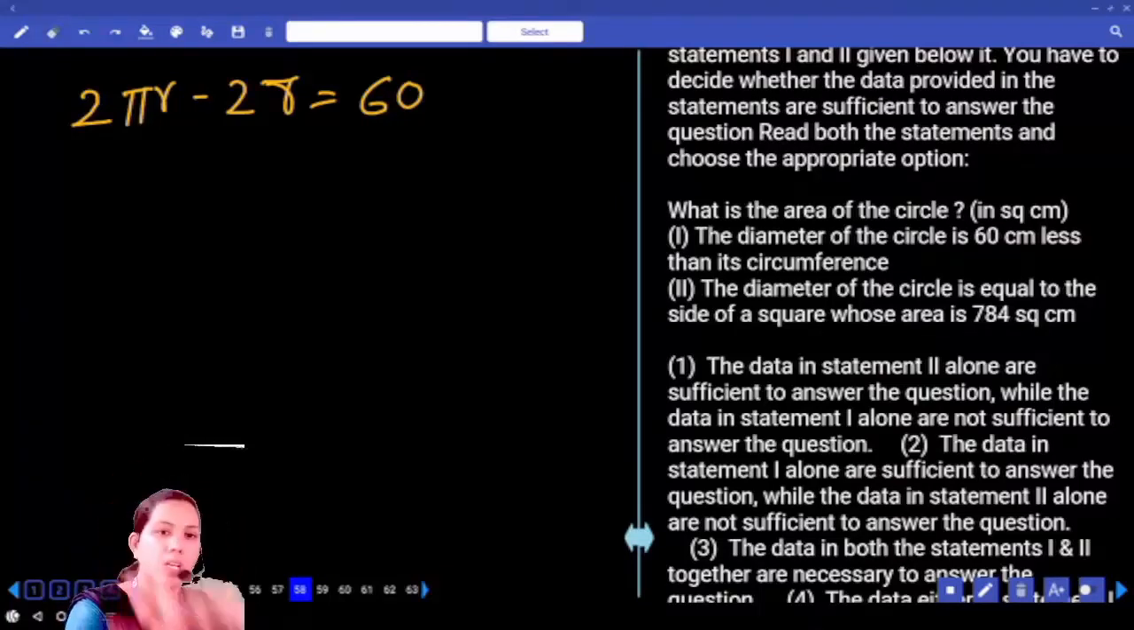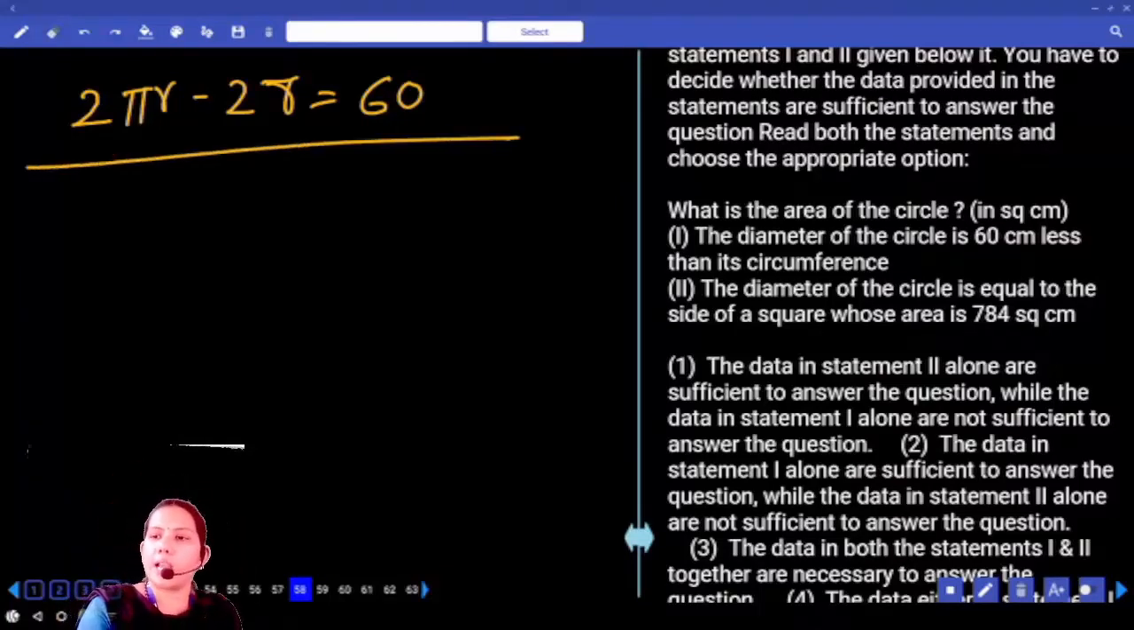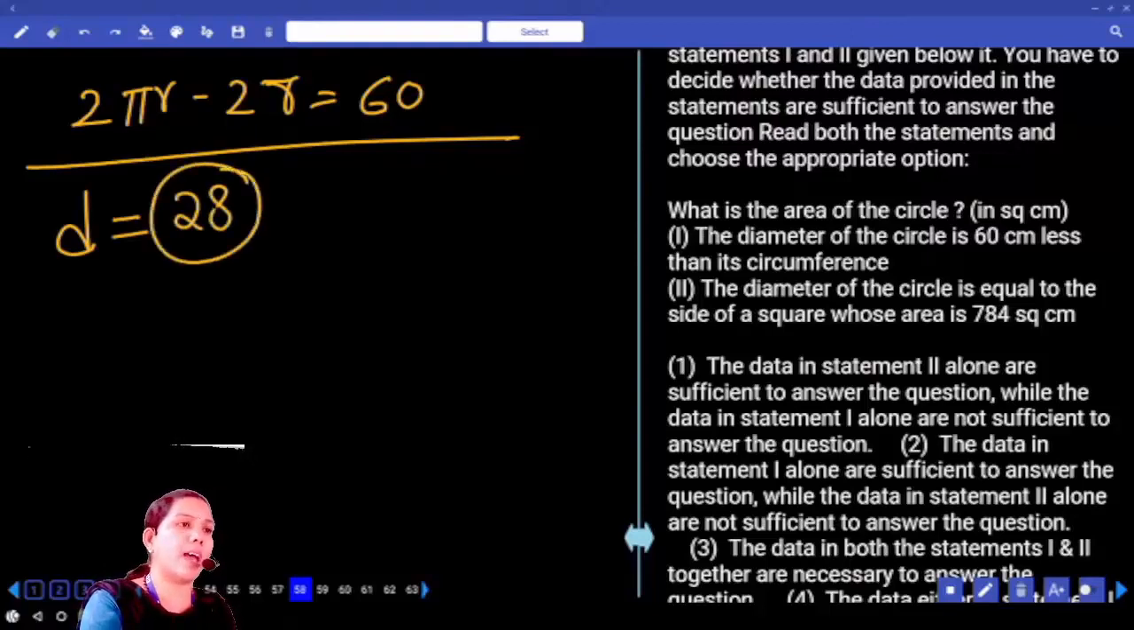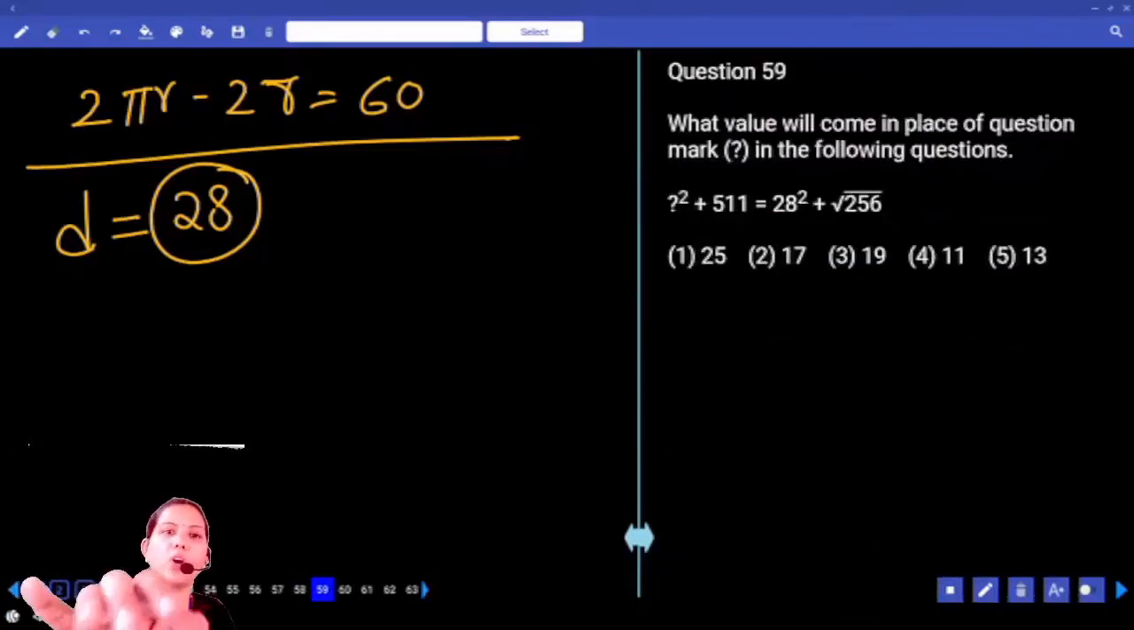One alone is sufficient. And what is statement 2? The diameter of the circle is equal to the side of the square whose area is 784. What is the side of the square? Square root of 784. What is the square root of 784? 20. If you know the d value, definitely we can find r. If you know r, we can find the area of the circle. So 1 alone or 2 alone is sufficient to answer the question. 1 or 2.